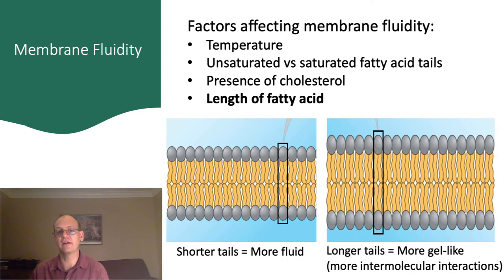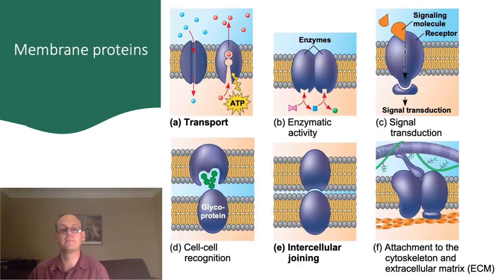The last factor affecting membrane fluidity is the length of the fatty acid chains. Phospholipids with short tails have less intermolecular interactions and are therefore less stable and more fluid. Phospholipids with longer fatty acid chains have more van der Waals forces that stabilize the membrane and are therefore less fluid.